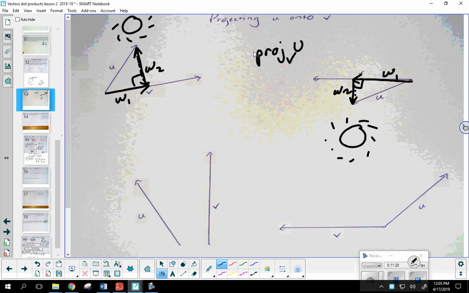Now, I'm not worried about really showing you these graphically. I just wanted you to get an idea. If you were to look at it graphically, the vector that we're given, that's what we're finding.